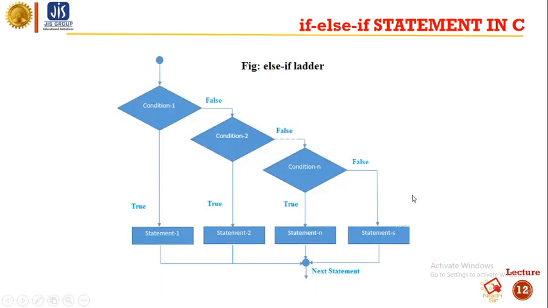So this is the flowchart for if-else if. This is the condition. If it is true, then something will be executed. If it is false, then the second condition will be checked. If it is true, then this statement will be executed. If this condition is also false, then the next condition will be checked. And if none of these three conditions is satisfied, then the else part will be executed, that is statement 5. So this is the flowchart for else if.